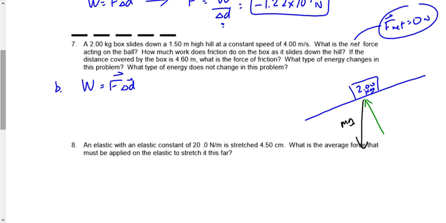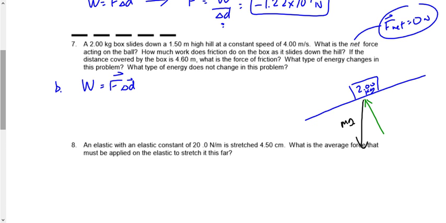Could we find theta? We don't. Oh, yeah. Okay. 4.6 meters, 1.5 meter high hill. We got to be careful with that because it doesn't say that it slides all the way down the hill, right? If the distance covered by the box is 4.6 meters, it doesn't say that the length of the hill is 4.6 meters. I think we probably mean that, but I can't remember, to be honest, when I wrote the question if I did or not. So we're going to be careful with that one, okay?